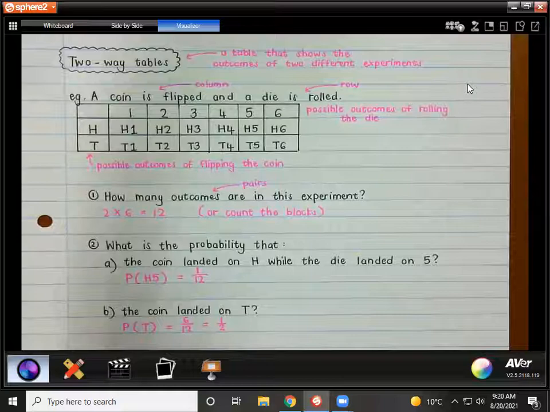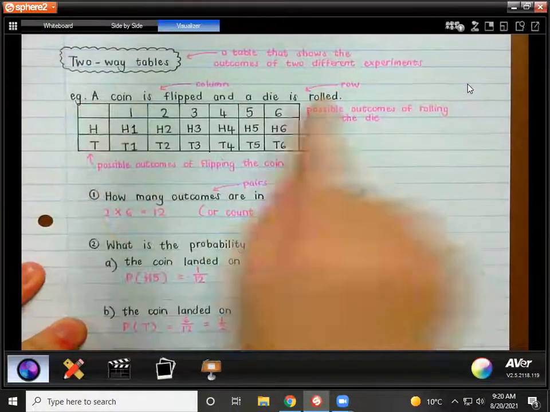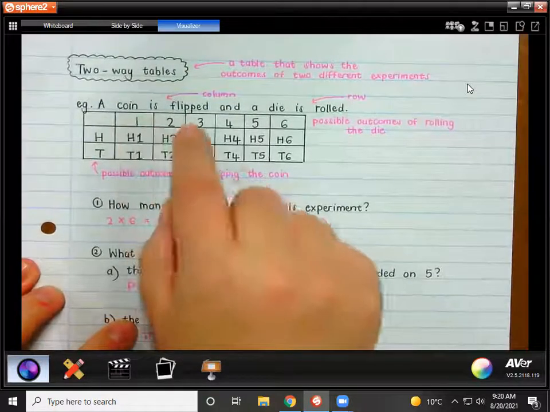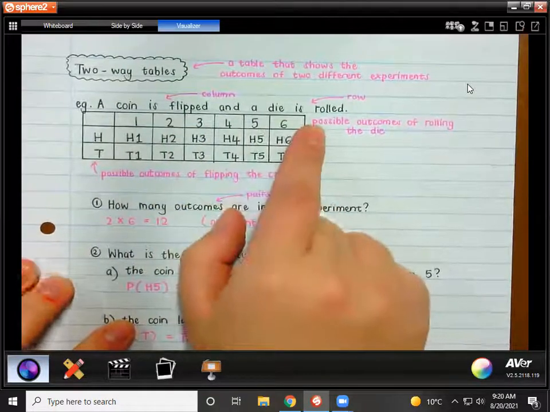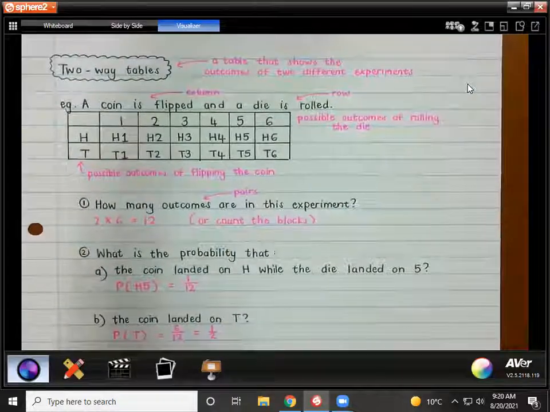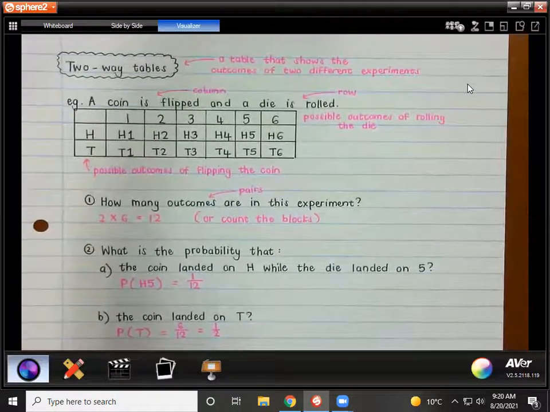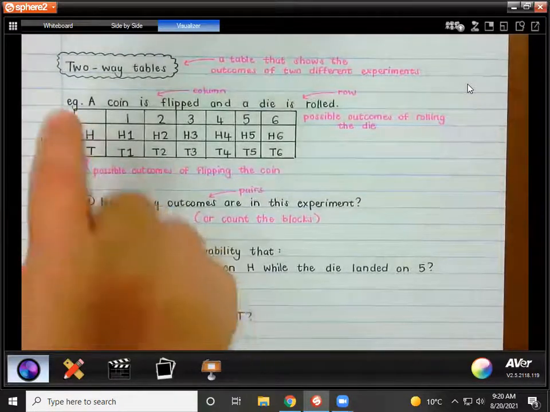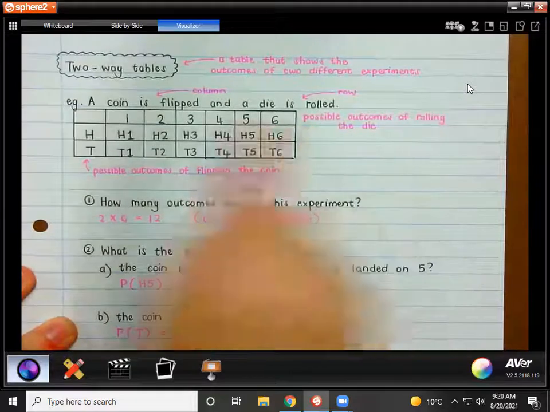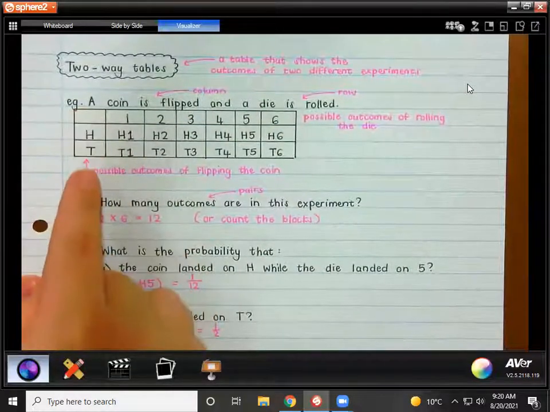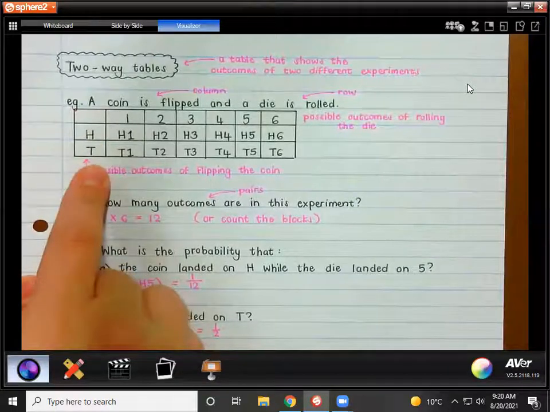So what I did here was, do we agree that when you are rolling a die, it's going to land either on 1, 2, 3, 4, 5, or 6? What if they tell you that it's an 8-sided die? They can do that as well. Then what would it be? 1, 2, up to 8. So those are the outcomes of the one experiment of rolling the die. Flipping the coin, the possible outcomes are heads or tails.